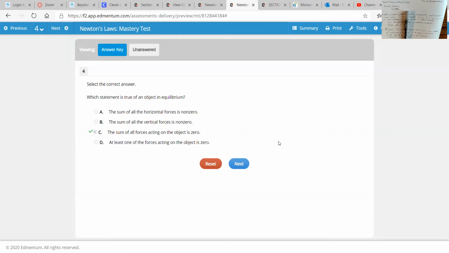Which statement is true of an object in equilibrium? The sum of all forces acting on the object is 0. Okay?